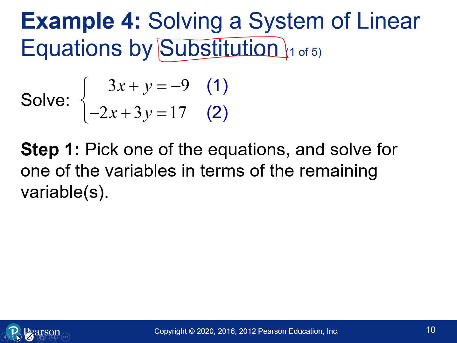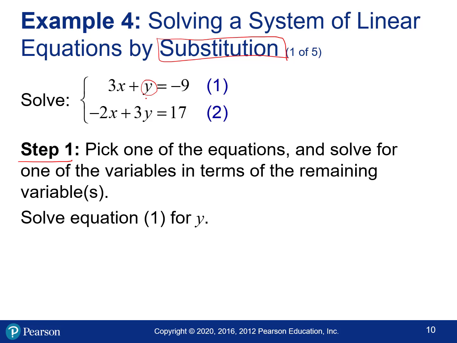So what you do for this method, step one, is you pick one of the equations and you solve for one of the variables. This is a choice, so you have to make a choice for step one and just pick whatever is easiest. If you take a look at our two equations, the least amount of work would be if we pick equation 1 and solve for y. The reason is because y is almost by itself.